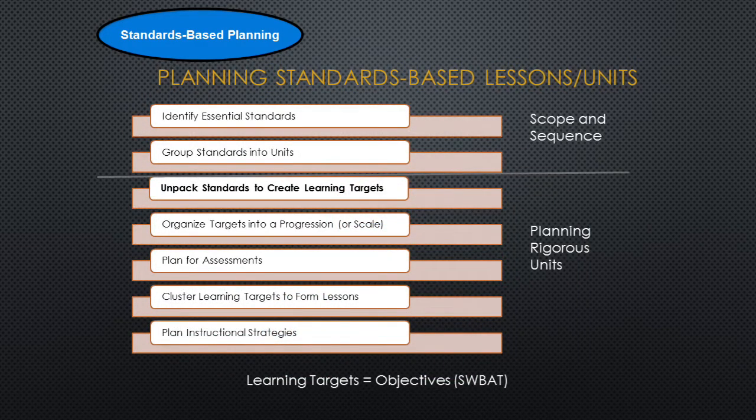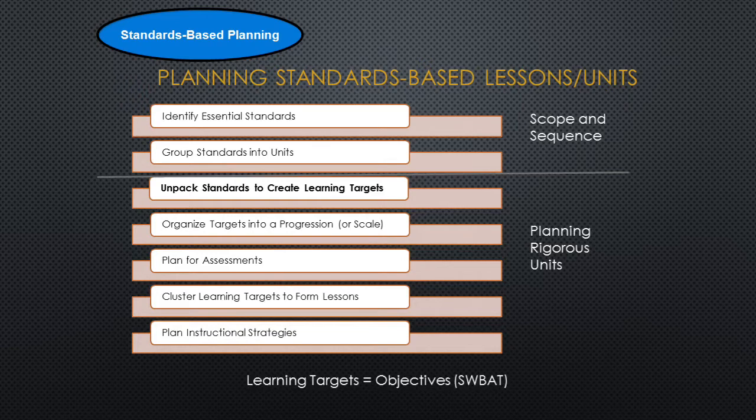For students to reach mastery of rigorous standards, teachers must develop units and lessons using established content standards. Standards are unpacked to create learning targets, objectives, and these learning targets are then embedded to demonstrate a logical progression of learning or a scale. In most cases, our district curriculum guides help us to identify essential standards and group standards into units of study, which is the scope and sequence of the course.